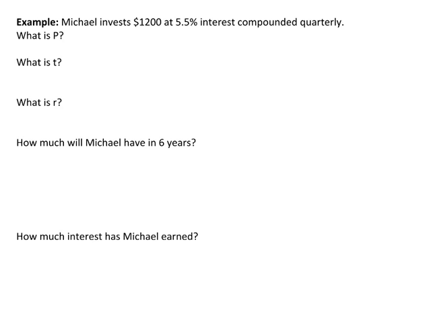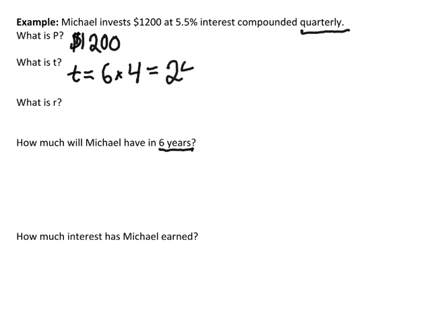So let's say Michael invests $1,200 at 5.5% interest. It's compounded quarterly, so that means it's compounded 4 times per year. First, what is P? So P is the principal. This part doesn't change. Michael invested $1,200, so that is the principal there. T is the number of compounding periods. So he invests this for, it's coming up, 6 years. And there's 4 compounding periods per year. So we have to do 6 times 4 to get the T value. So it's the number of compounding periods per year times the number of years gives you T.